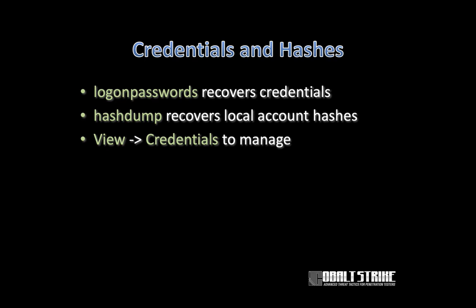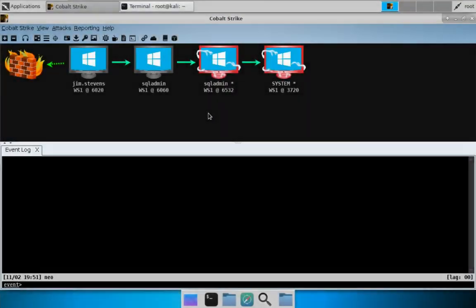The logonpasswords command will run a Mimikatz module to try to recover plain text passwords and domain user password hashes out of LSASS. When you use either of these commands, the recovered credentials will show up in Cobalt Strike's credential data model. Go to View, Credentials to see these. Let's take a look at logonpasswords and hashdump.